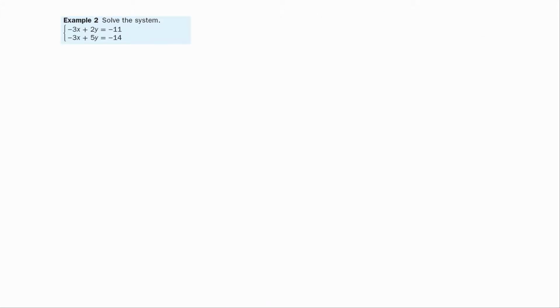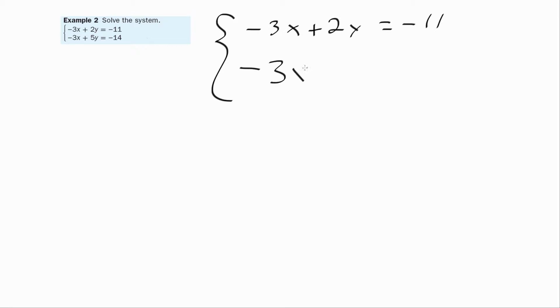Solve the system. Done yet? Yes? No? Let's go with it. I need to be able to write. I've got a system of equations: negative 3x plus 2y equals negative 11, and negative 3x plus 5y equals negative 14.